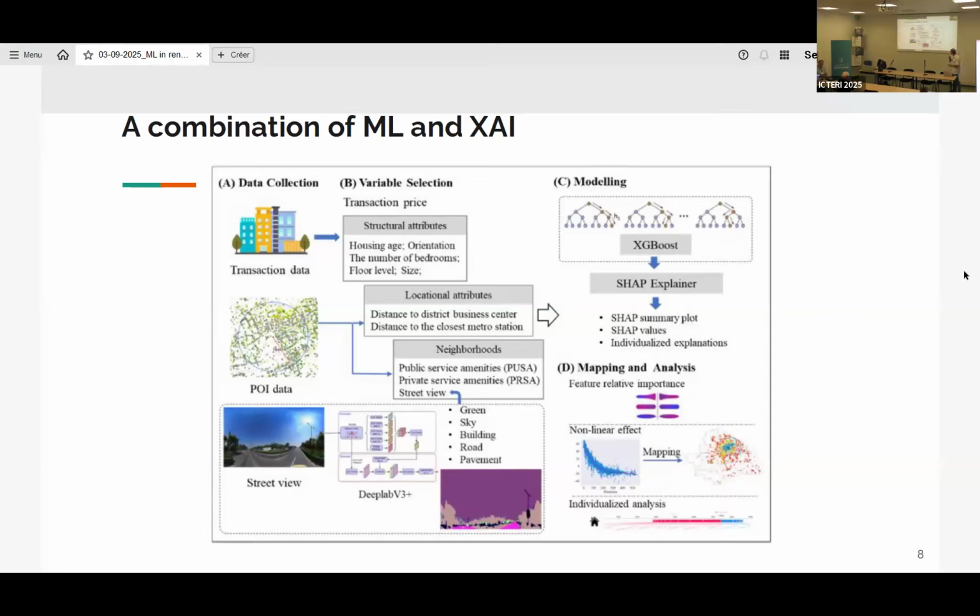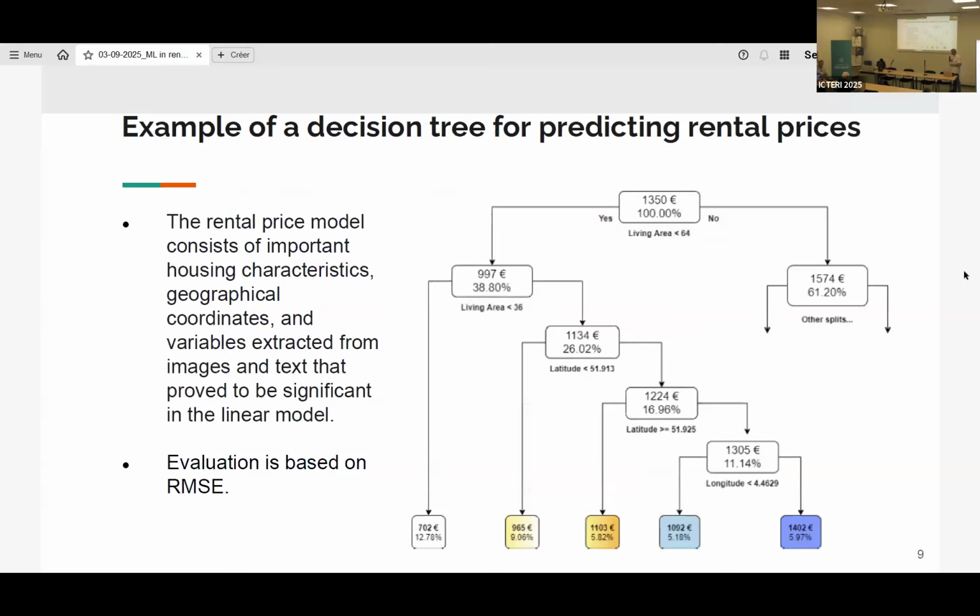So here you can see an example of such a combination of machine learning and explainable AI, where we have different steps from data collection, selection of variables, modeling, and mapping and analyzing it. Here you can see an example of a decision tree using geographical coordinates and living space to predict rental prices. The highest level indicates the most important features, and the next levels demonstrate the next features using importance analysis. The rental prices model consisted of important housing characteristics, for example, geographic coordinates and variables extracted from images and text, which provide significance in the linear model estimated based on residual mean squared error.